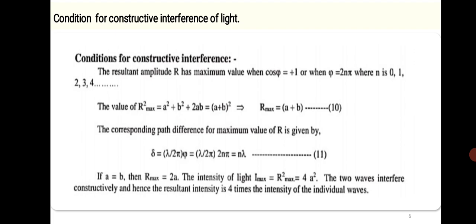The corresponding path difference for the maximum value of R is given by delta is equal to lambda by 2 pi into phi, which is equal to lambda by 2 pi into 2n pi, which is equal to n lambda. Call it equation number 11. If a is equal to b, then R maximum is equal to 2a. The intensity of light I maximum is equal to R maximum square, which is equal to 4a square. The two waves interfere constructively, and hence the resultant intensity is 4 times the intensity of the individual waves.